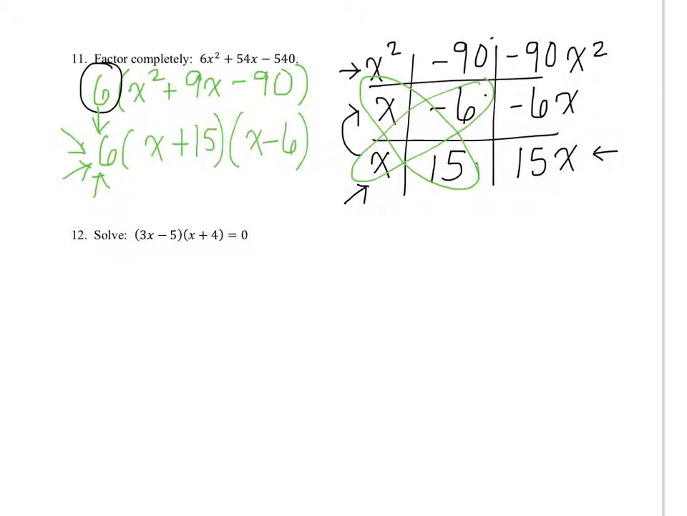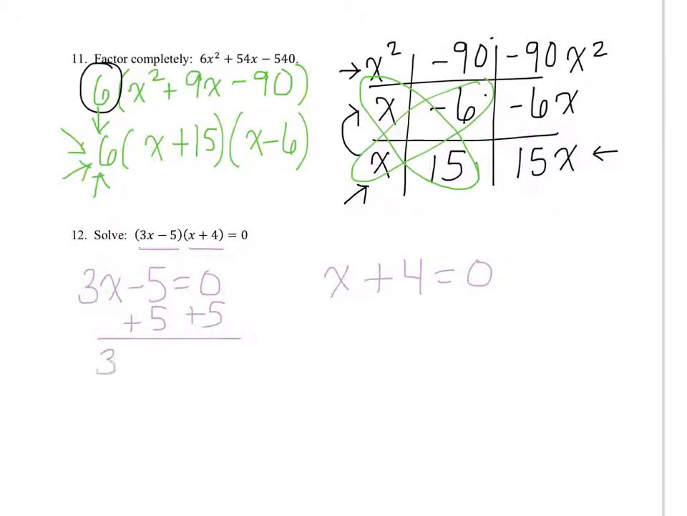This next one should not be difficult at all. It's asking you to solve. It's already in factored form. So remember the zero product property. If something times something else equals 0, one of the two factors is 0. So you have 3x minus 5 equals 0, and x plus 4 equals 0. Add 5 to both sides.